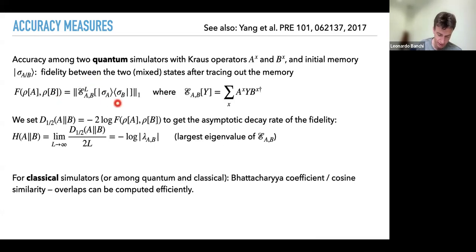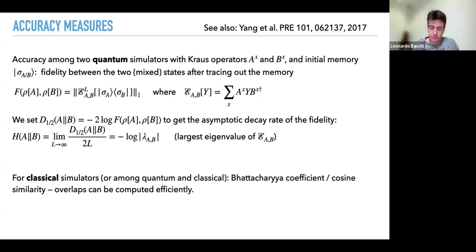So in principle, we can write this as a one norm of a linear map, where this linear map is constructed using this A and B. Notice that A and B can have different dimension. So this is a rectangular map. So this Y is a rectangular matrix. It's not a square matrix. But you can compute the eigenvalues of this map.